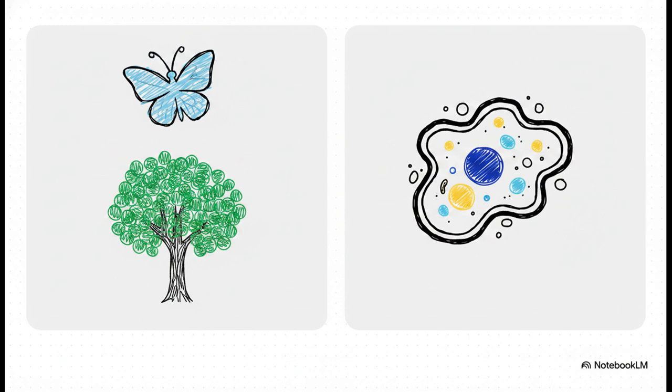But on the other hand, we have unicellular organisms. And believe it or not, these are living things that consist of just one single cell, like an amoeba or a bacterium. They are completely self-contained individual life forms, doing their whole thing inside just one solitary cell.